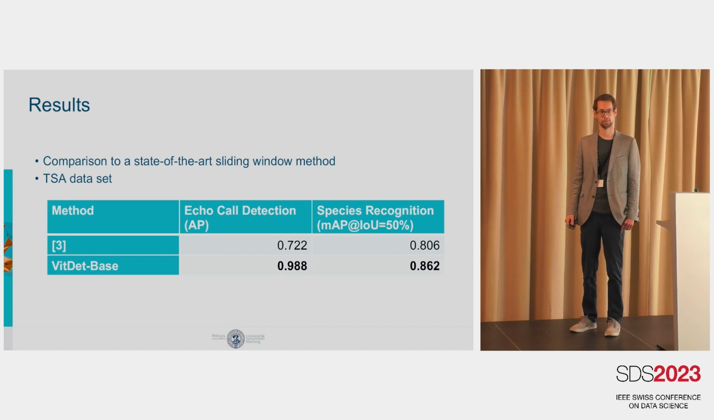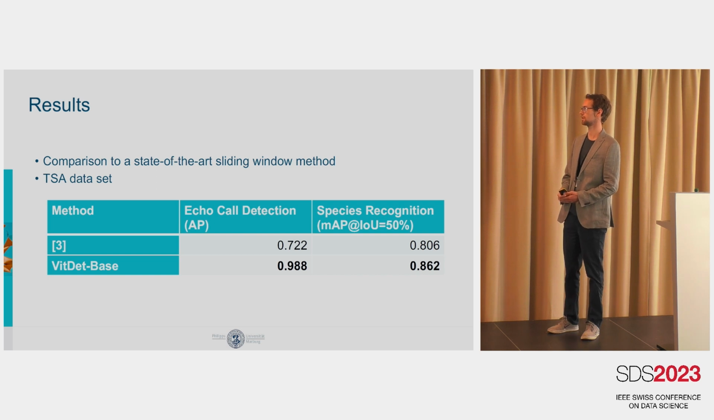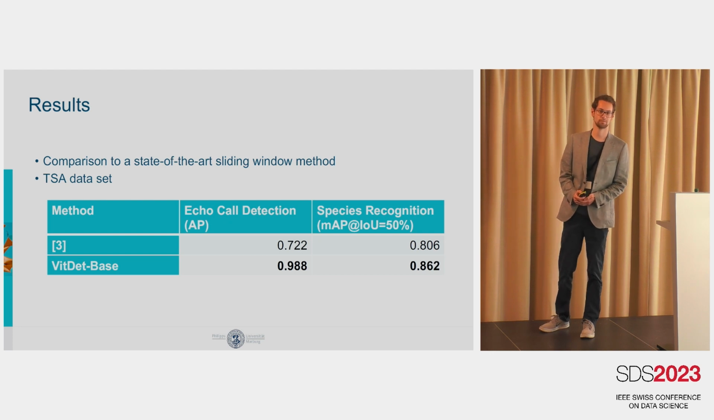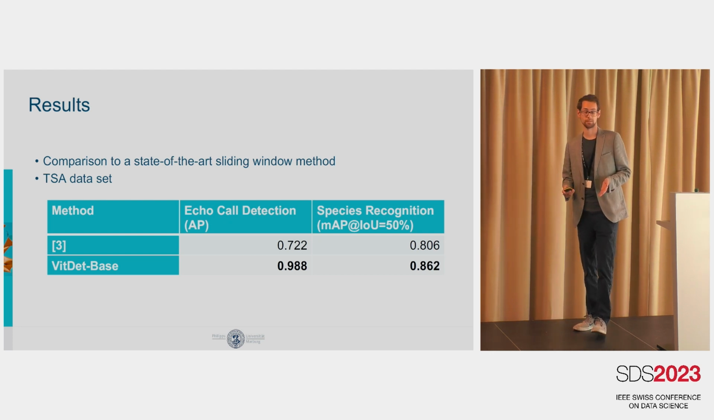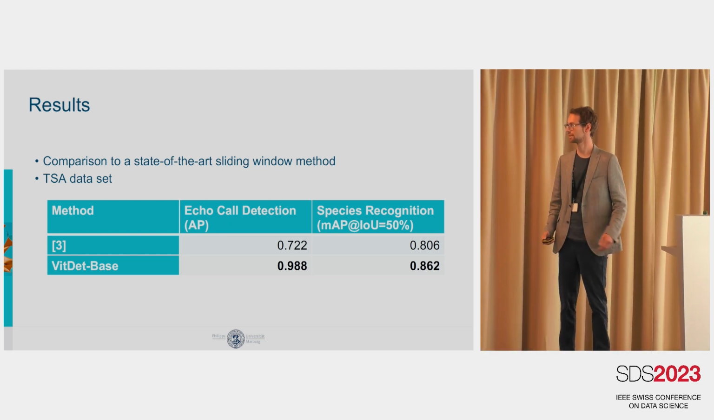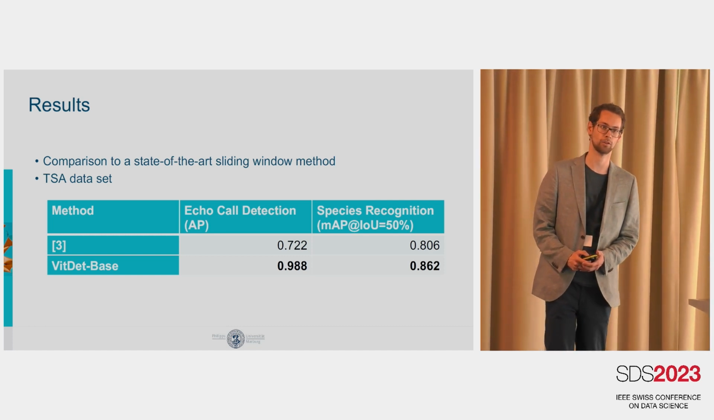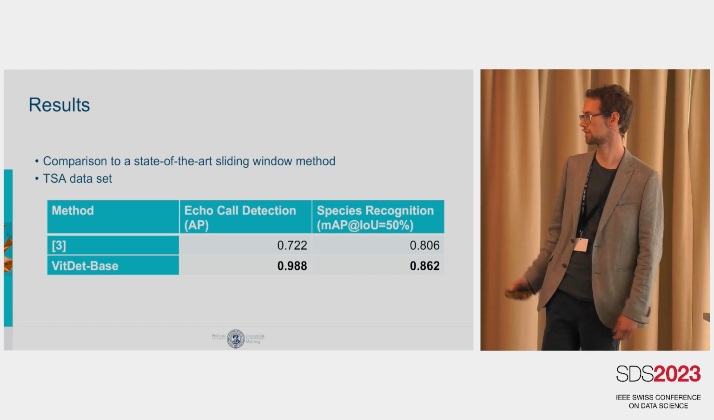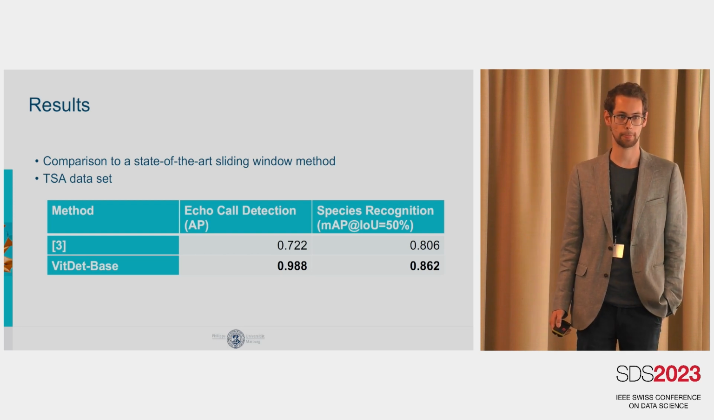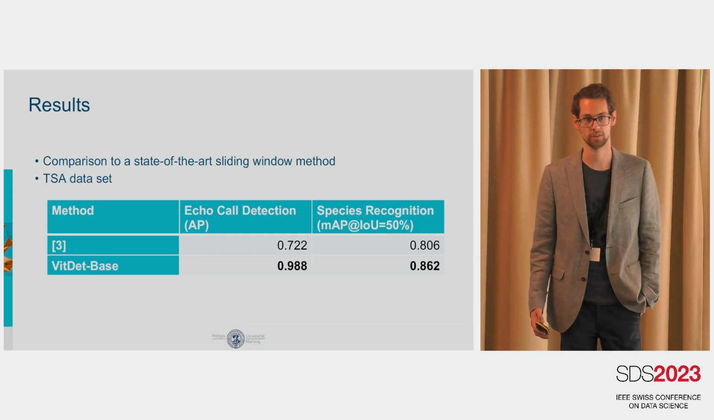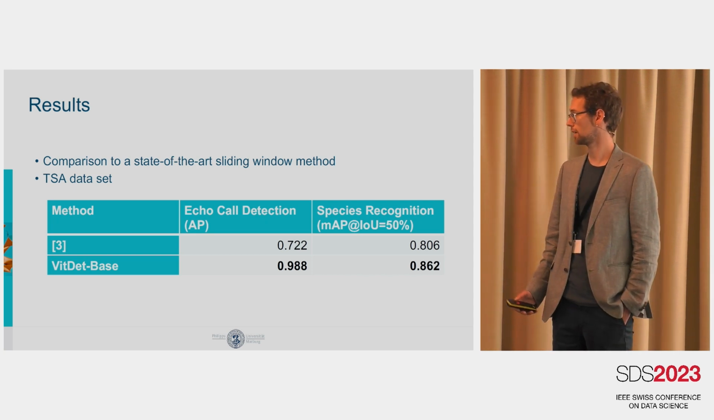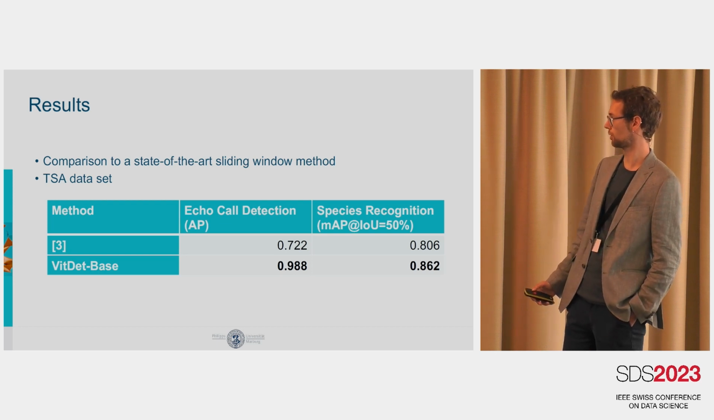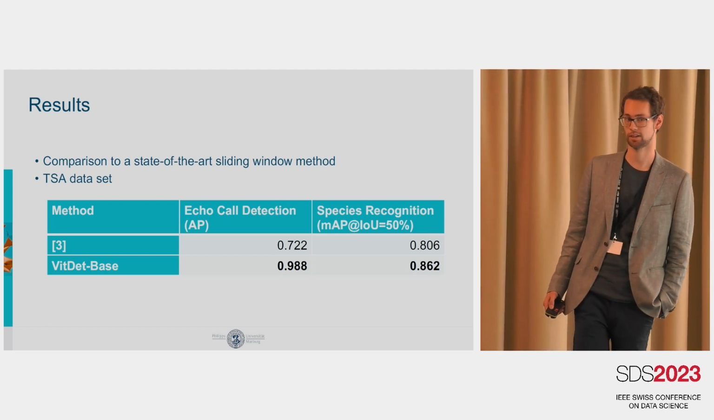So finally, we compare our approach to a state-of-the-art sliding window approach on the TSA dataset. For echolocation call detection, the sliding window approach shows some issues because, as I explained, the sliding window has a fixed size, it cannot handle longer calls like feeding buzzes or social calls, and it will recognize many single echolocation calls in this case, and therefore it only reaches 72% average precision, while our approach performs almost perfectly with 98.8%. For species recognition, we also outperform the sliding window approach with 86 to 80% mean average precision.